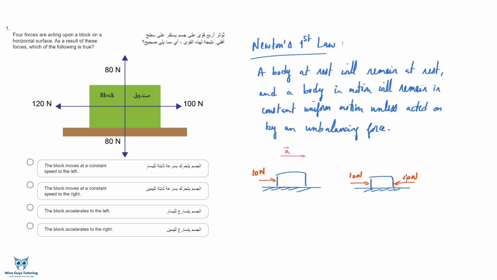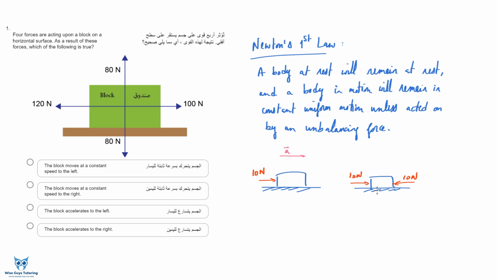Now most of you will say, well no, there's 10 newtons to the right and 10 newtons to the left, and that means the forces cancel out, right? They're balanced, and so it will not move. But that is not necessarily true, okay? The correct answer is, if it was at rest, it will remain at rest. But if it was already moving, then it will continue moving in constant uniform motion.